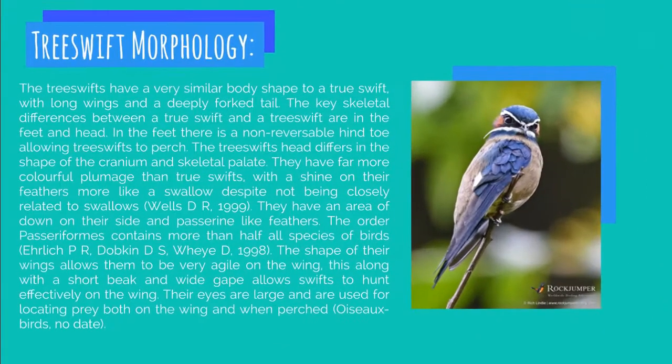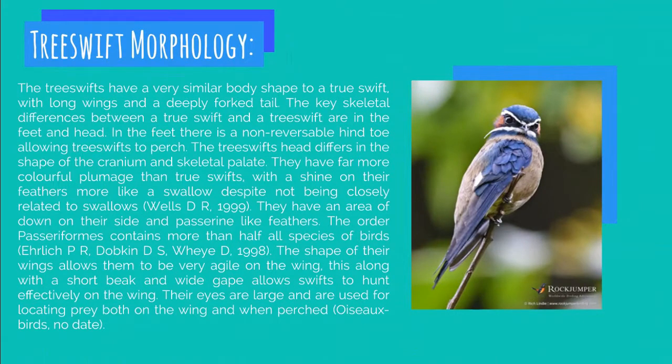Tree swift morphology. The tree swifts have a very similar body shape to a true swift, with long wings and a deeply forked tail. The key skeletal differences between a true swift and a tree swift are in the feet and head. In the feet there is a non-reversible hind toe, allowing tree swifts to perch. The tree swift's head differs in the shape of the cranium and skeletal plate.